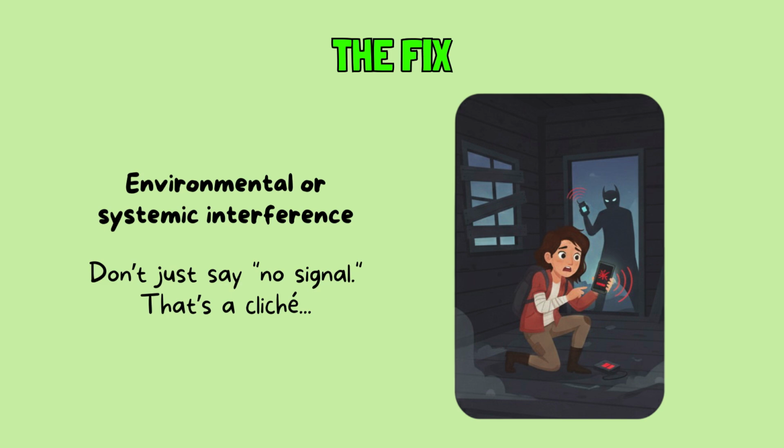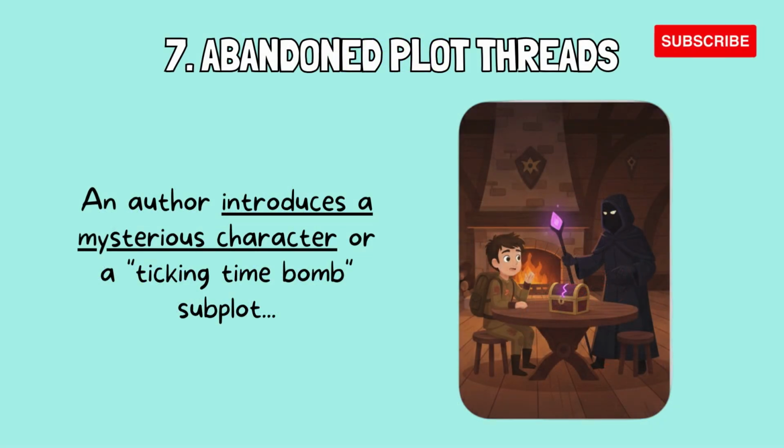Have the villain use a signal jammer. Better yet, have the phone be stolen or physically smashed early on so the audience knows help isn't coming. Number 7, abandoned plot threads.